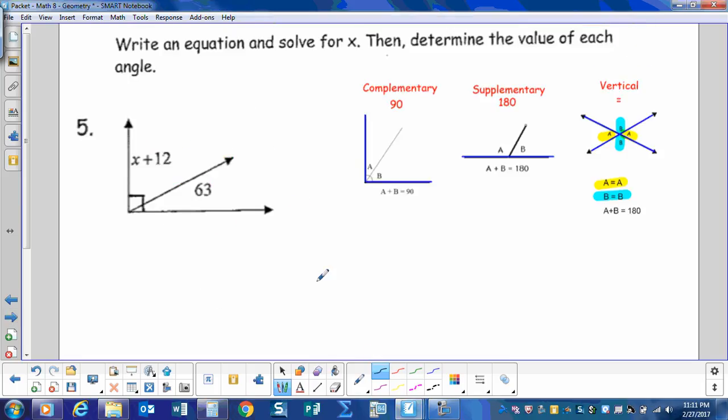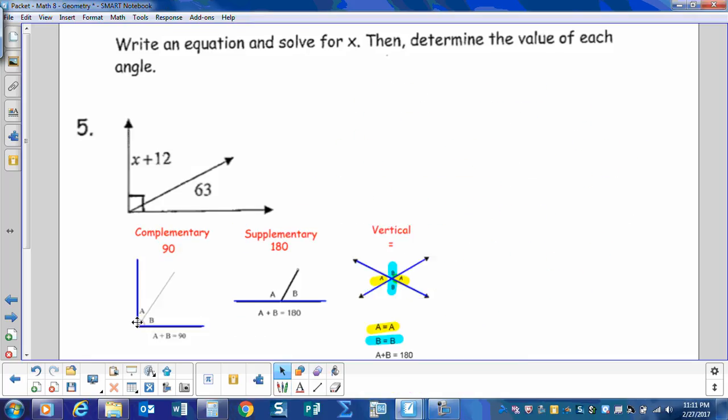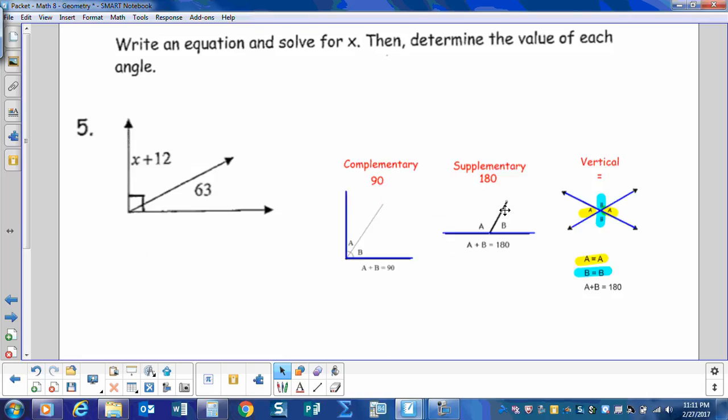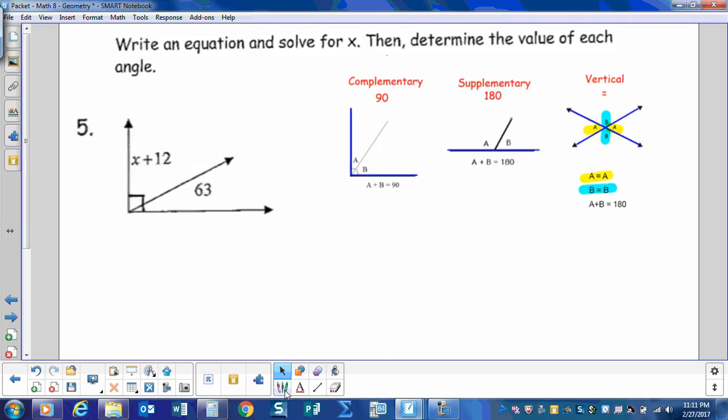So number 5, we're going to write an equation, solve for x, and then determine the value of each angle. So the first step is to determine the relationship of these two angles. Is this an example of complementary, supplementary, or vertical angles? Well, this is an example of complementary angles. So we know that when we add these two angles together, they equal 90.